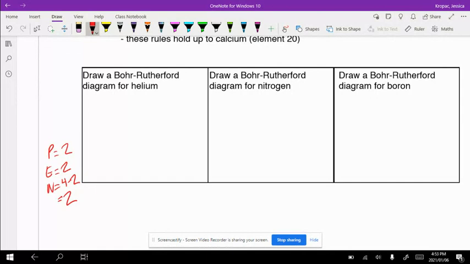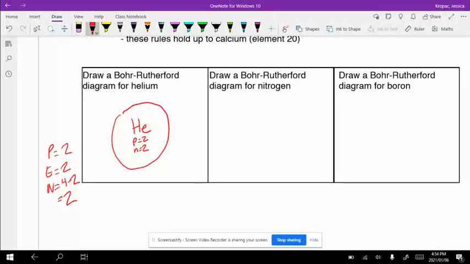So now I'm ready to draw. I'm going to place my symbol in the middle and tell the number of protons and the number of neutrons. Protons is 2, neutrons is 2. Then I'm going to draw my first shell. You don't need a circle around that symbol to tell me that's the nucleus. You can just draw your first shell. And this first shell can hold up to 2 electrons. Well, we're looking to place 2 electrons.